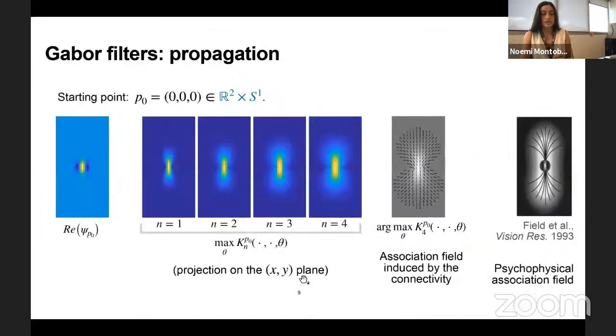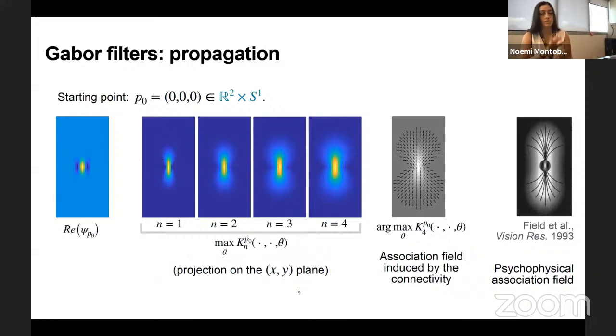So here's what happens again in the Gabor case when we propagate the kernel. If we fix a starting point P0, in this case 0 in R2 times S1, we have on the left the starting filter, or more precisely its real part. And we can compute the local kernel around this point and propagate it according to the procedure that I was describing before. The kernel around the point is actually a three-dimensional object.